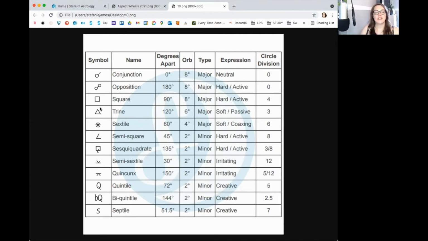However, as far as the conjunction, the opposition, the square, and the trine and the sextile are concerned, why are they given these qualities of being either hard aspects or passive or coaxing? What is it about them that gives the trine that kind of lucky flavor, or the sextile being some kind of favorable, opportunistic aspect, as opposed to the square being quite a difficult and challenging aspect? So why does that happen?